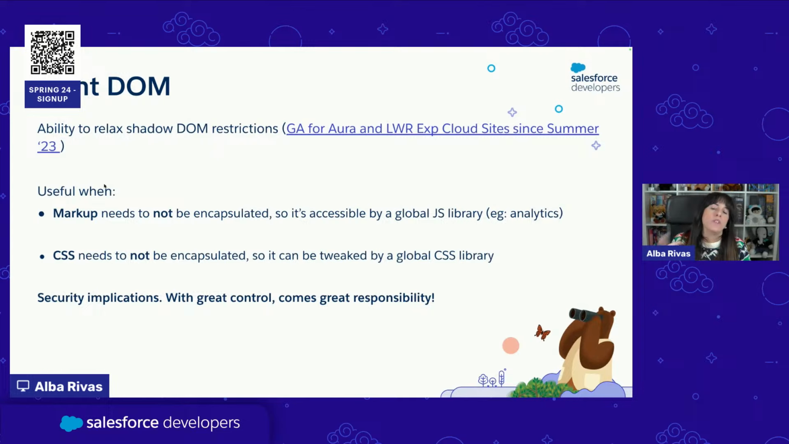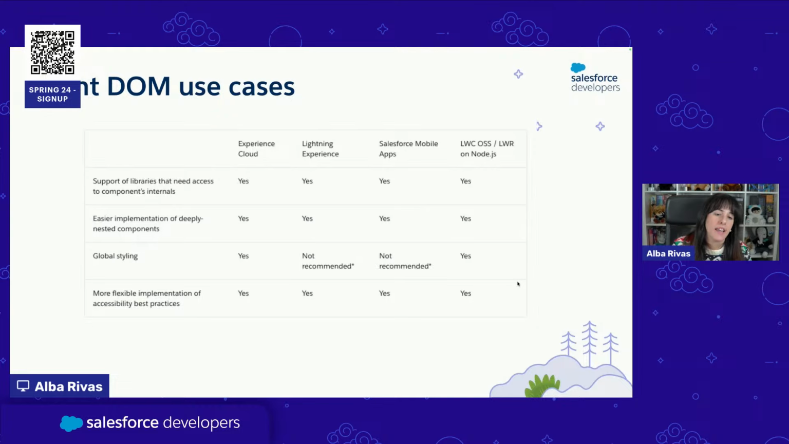Okay, so there are two main use cases. There are more use cases, and I will share with you a blog post that I wrote a few weeks ago about this. But today we're going to focus on these two, because they are the two most important ones. So one of them is I want my markup to be accessible by a global JavaScript library, typically analytics libraries. And the second use case, I don't want to have my CSS encapsulated, because I want to have a global CSS library. And this is, again, recommended in Experience Cloud.